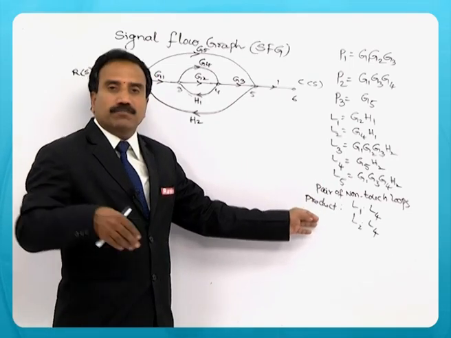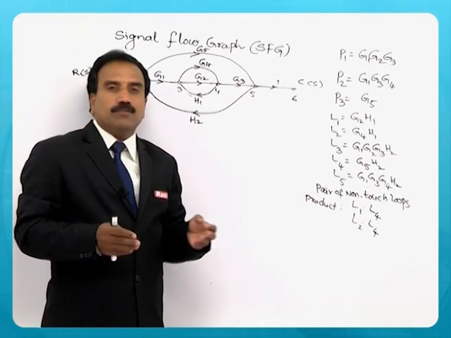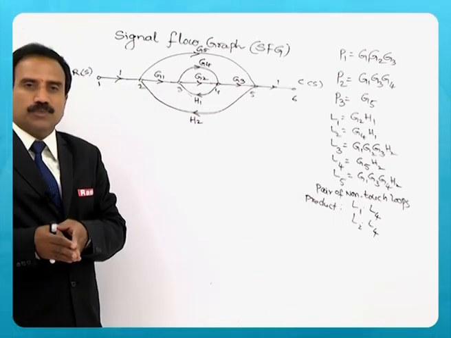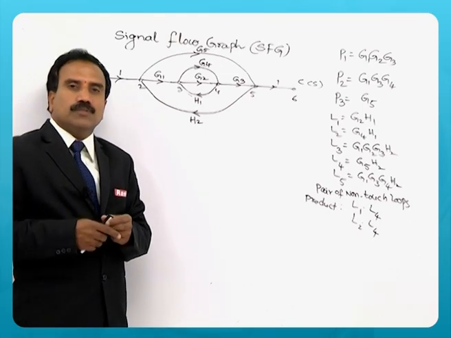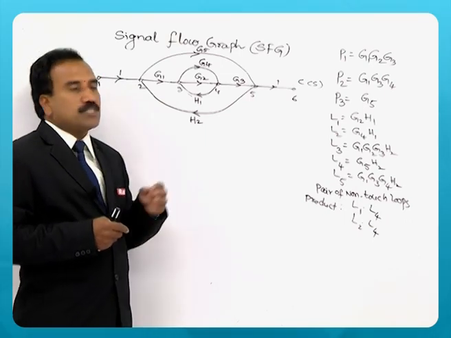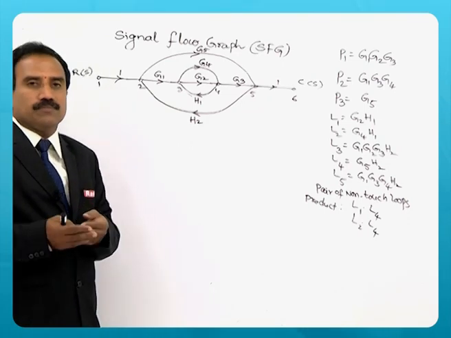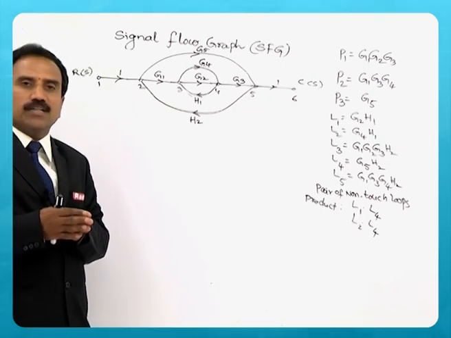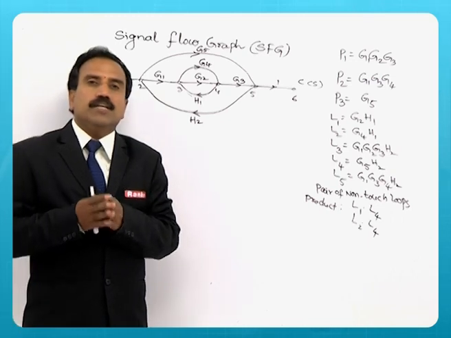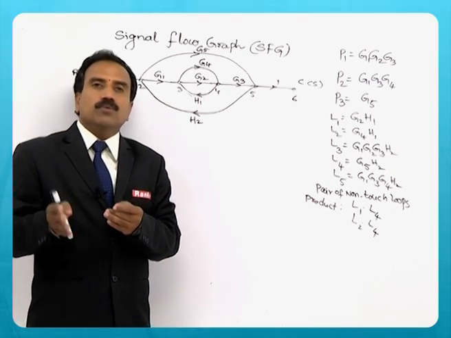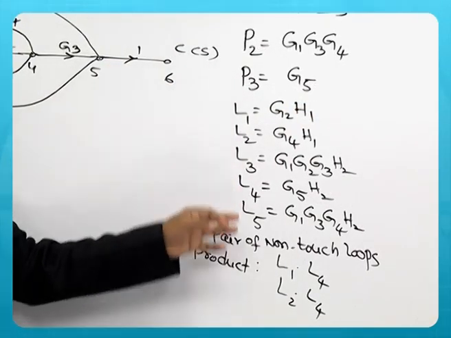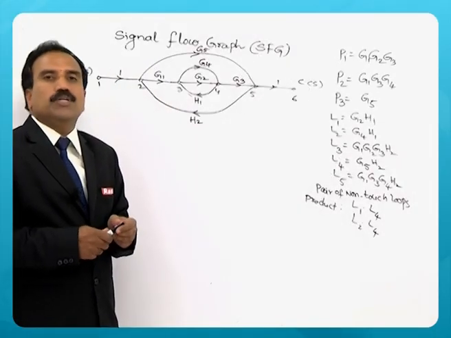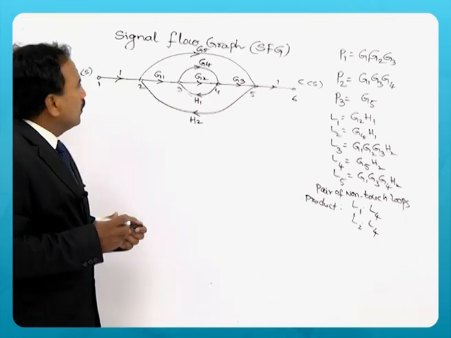And you need to identify further, are there any pairs of non-touching loops? Are there any 3 such non-touching loops in the given system? So it is only an observation. You are not reducing the block diagram and you are not using any block reduction rules here. It's only an observation: forward paths, loops and pairs of non-touching loops you need to identify. Now what is the formula?